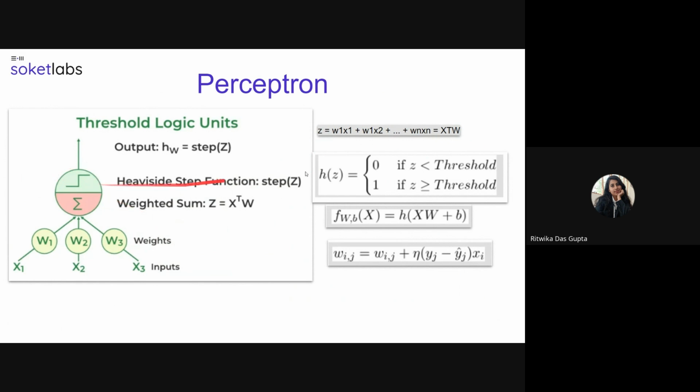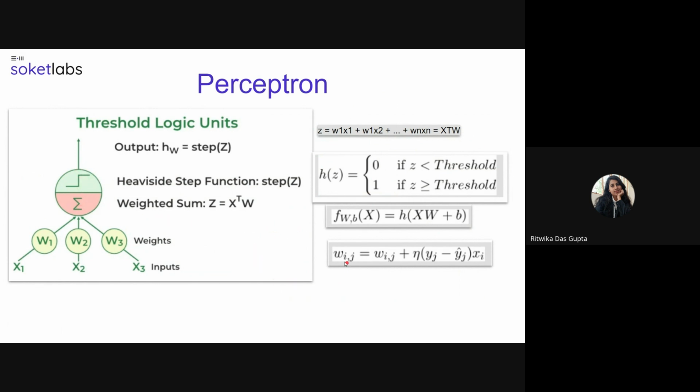So there is a step function in between, which makes a threshold. For example, if the output that we have obtained is less than that particular threshold, then we generate output as 0, and otherwise we get output as 1. So this is the function of this step function.